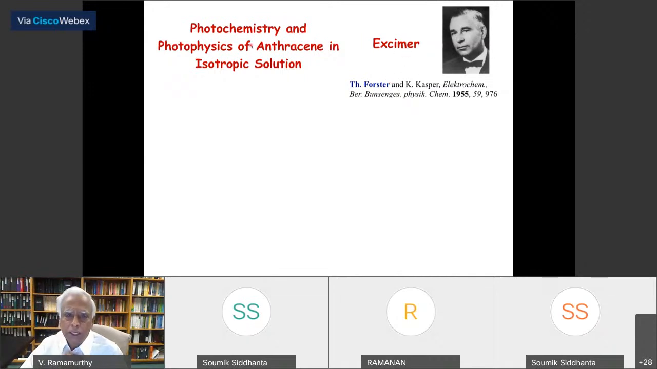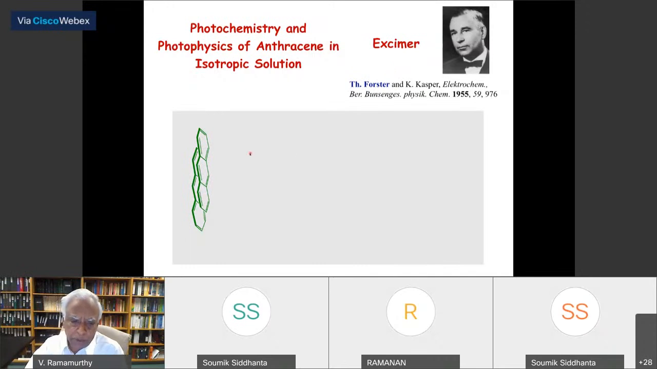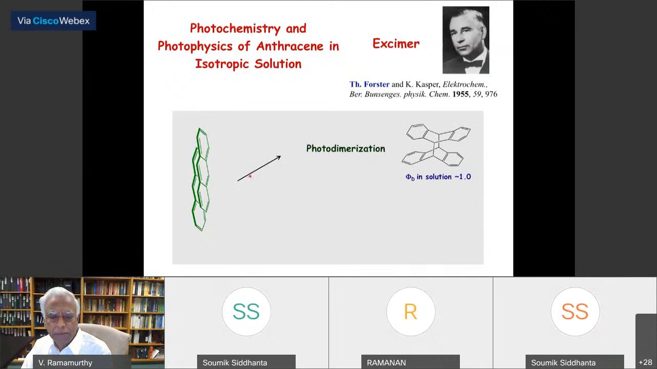Okay. So at that time, he illustrated this with pyrene, and for the next 20 years, every person wanted to record an excimer emission from something or the other. Anthracene is a simple system, because anthracene's photochemistry has already been known for 50 years, so they started with anthracene. But when you irradiate anthracene, it dimerizes and goes to the dimer. This is the structure I showed you. The quantum yield is 100%.